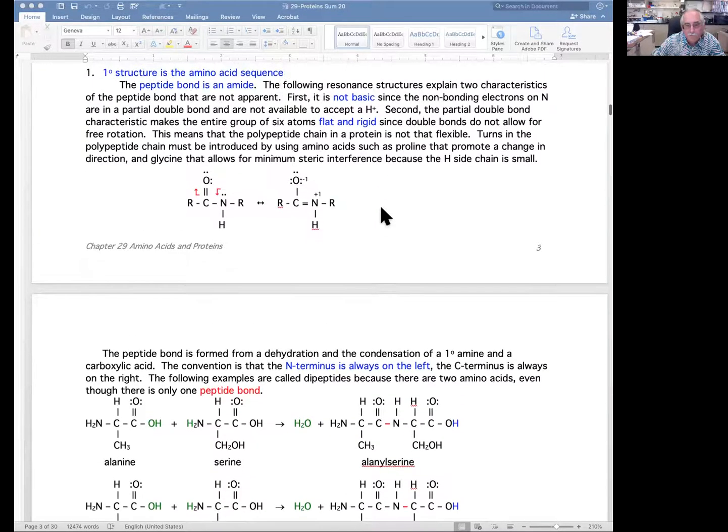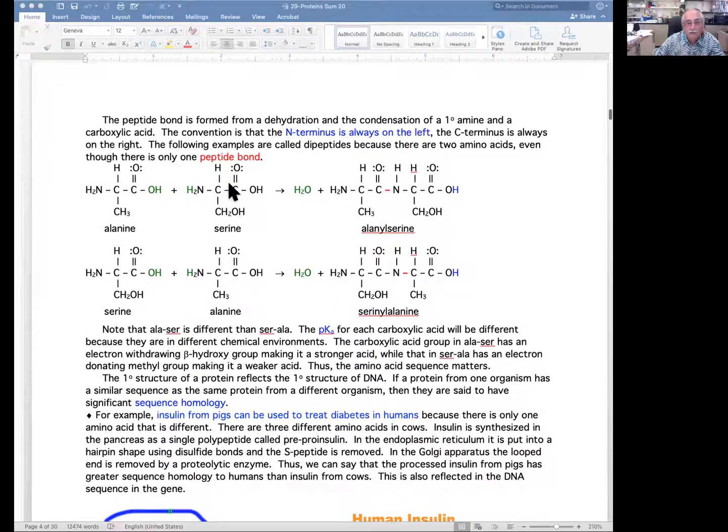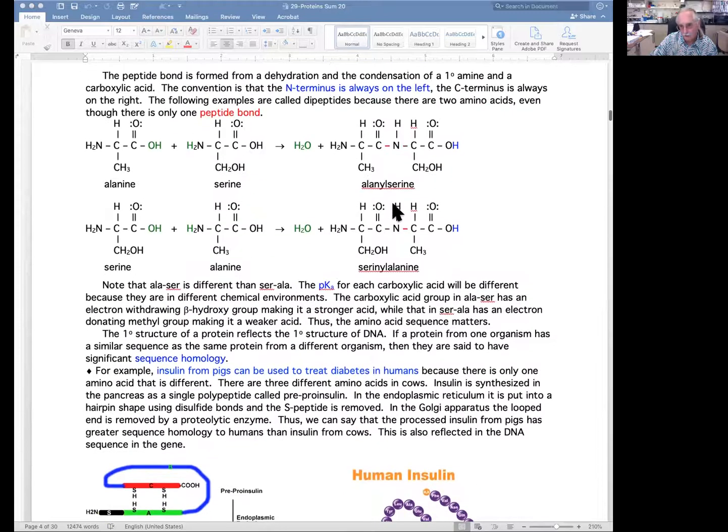So what you need to know how to do is take 2 amino acids and put them together in a certain way. So you need to be able to draw the peptide bond. And then this whole thing about the pKa, I was really just trying to demonstrate to you that this is going to have a different pKa than this one. So in other words, alanoserine is different than serinoalanine.